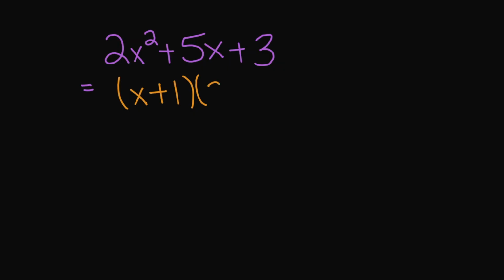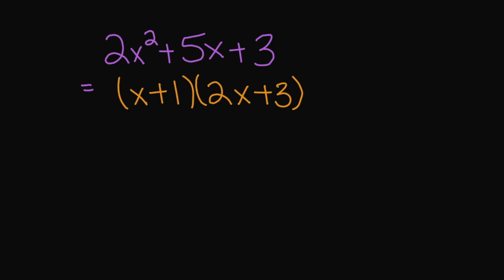Let's look at 2x squared plus 5x plus 3. So let's say you have this example here. The answer to this example, if you were to factor this, is going to be x plus 1 times 2x plus 3. Now, this example here is different than the example that we just looked at.